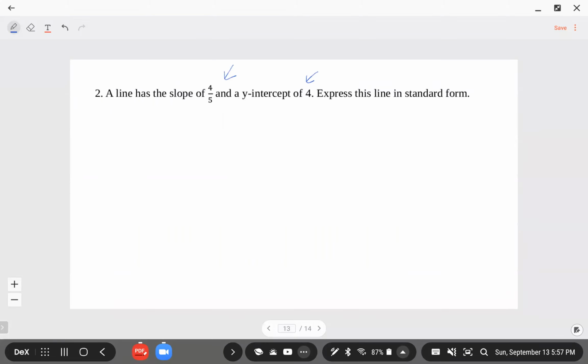Please put your answer in the chat box. Give you a few more moments to try and solve this one. Remember where we turned the standard form into slope-intercept form? This is just the exact opposite of that.